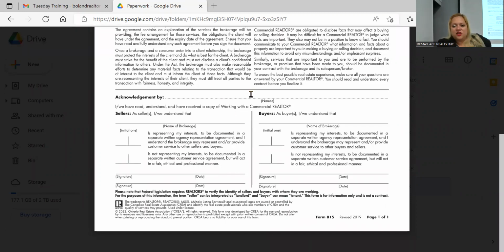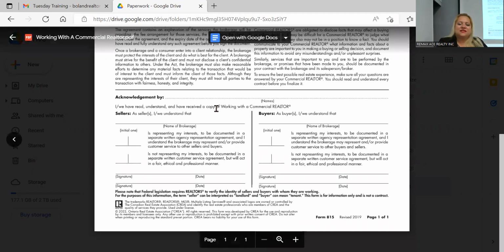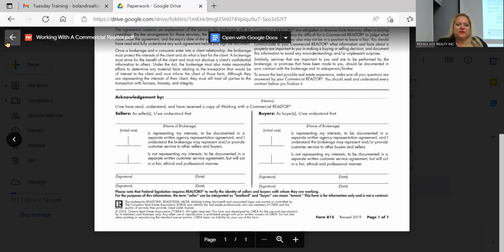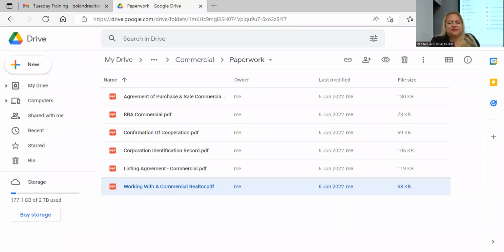So you would put the acknowledgement by their names up here, whether they're the seller or the buyer, or the name of our brokerage, and then you get an initial, whether they're representing your interest or not representing. Obviously, we want representing our interests, right? So that's our first form that we fill out that looks a little bit different. And then we have the BRA.